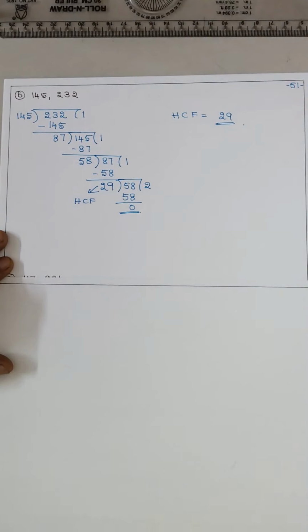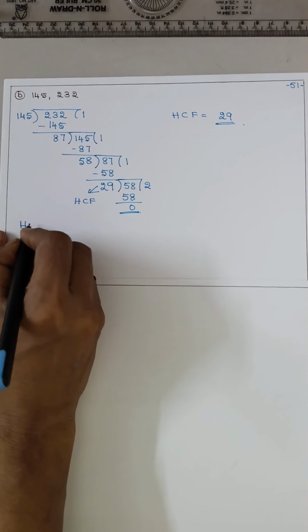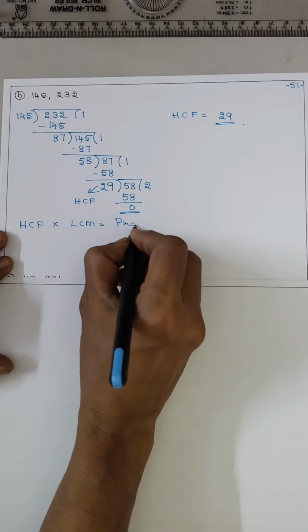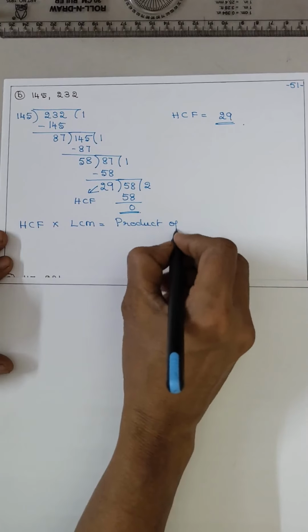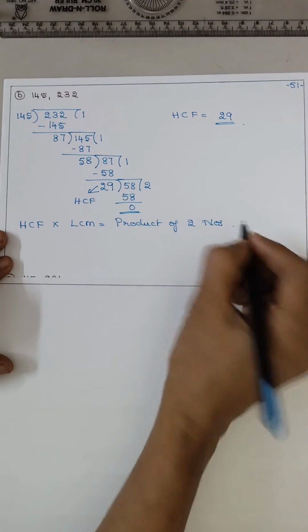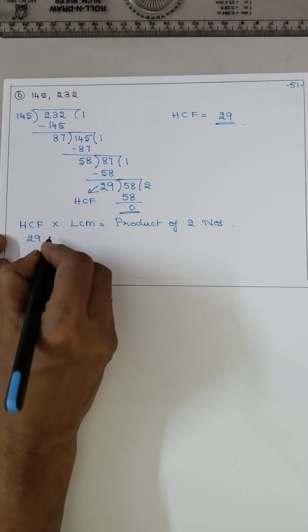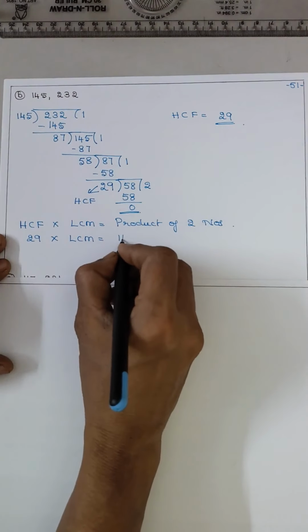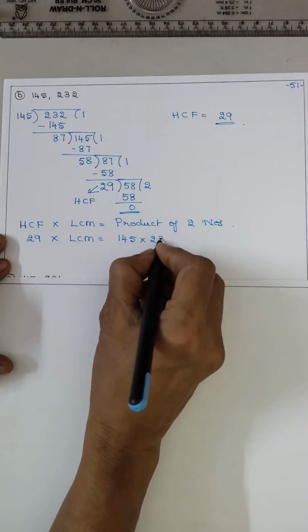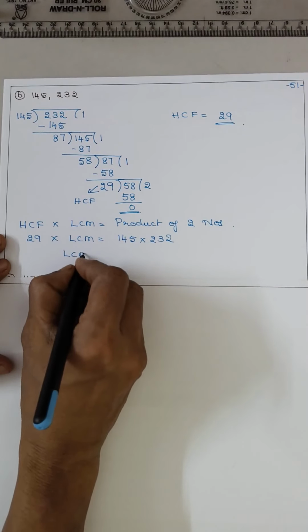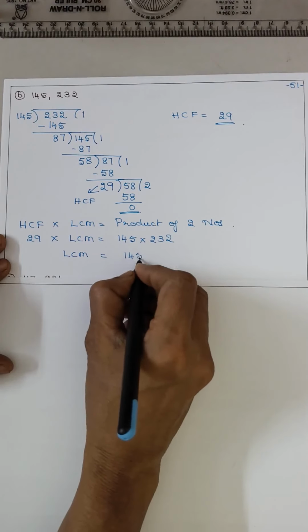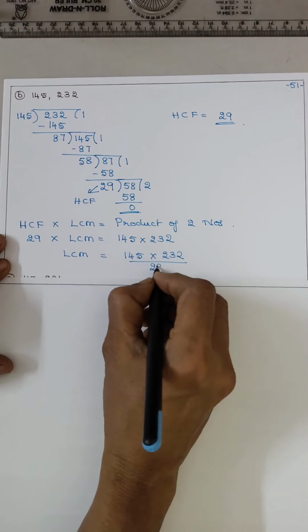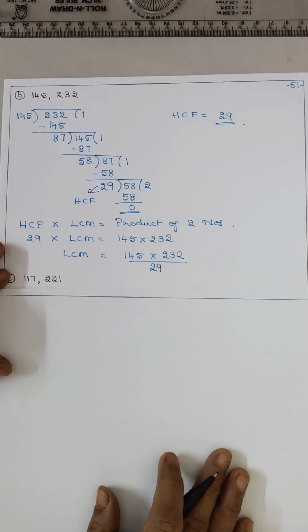Now what is the property? HCF into LCM is equal to product of two numbers. HCF you got 29. LCM is equal to the two numbers 145 into 232. Now LCM is equal to 145 into 232 upon 29. Now 29 is a prime number.